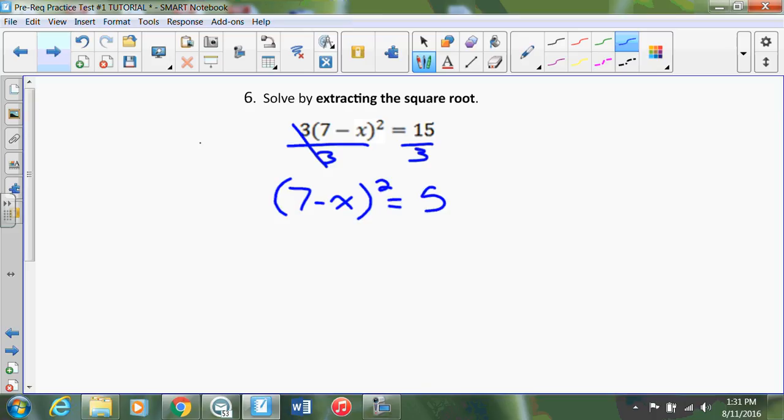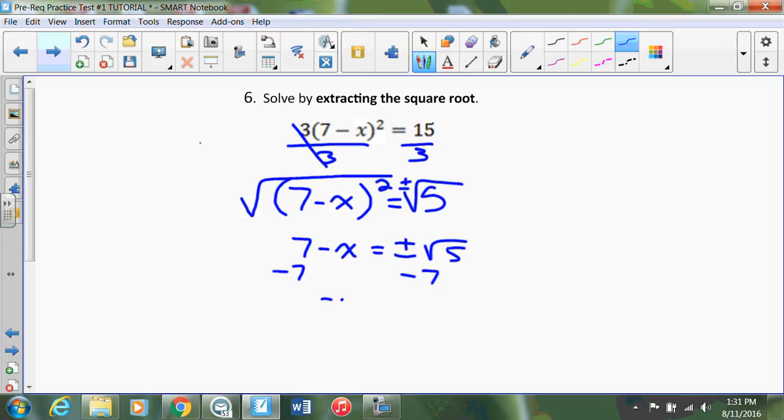Now on the left side, I have a whole quantity that's being squared. And to undo that, I'm going to go ahead and take the square root. Once again, I get into the habit, whenever I take the square root of both sides, I put the plus or minus right in front, and that reminds me to bring it down to the next line. We talked in class about why that plus or minus is necessary. Now we're going to go ahead and solve for x. We're going to get rid of the 7 first.